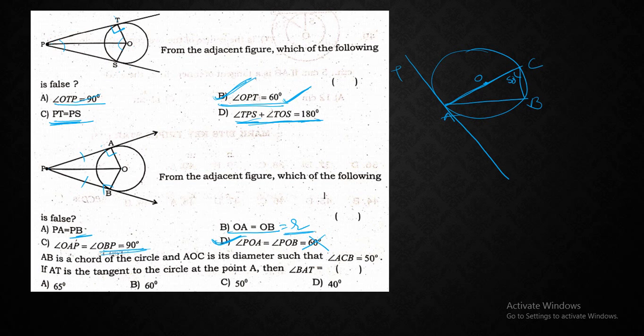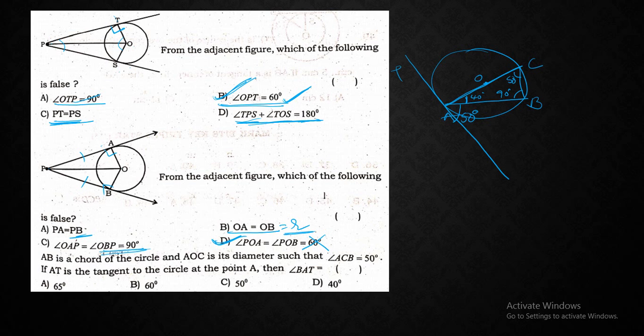Since this is a right angle, clearly this is 90 degrees. Right? So if this is 90 degrees, then what is this angle? So this angle is how much? 90 minus 50, then this is 40. So if this is 40, then this angle is 50 degrees.